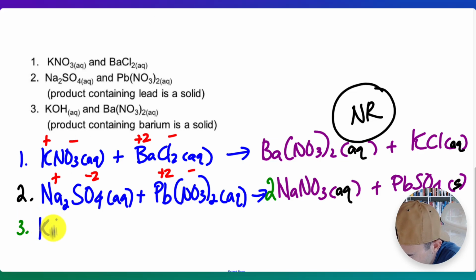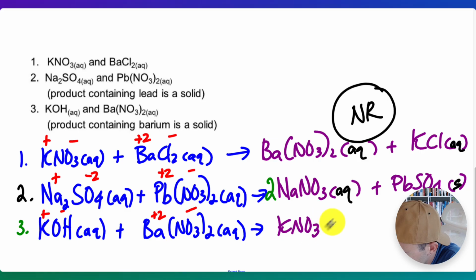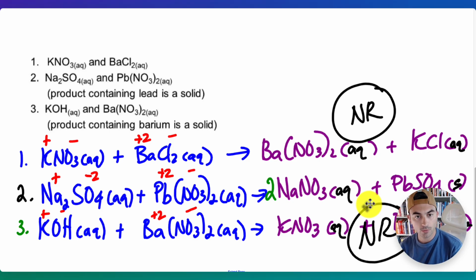And then in our last example, we have potassium hydroxide and barium nitrate. Our charges, +1 -1, +2 -1. We're going to get potassium nitrate and barium hydroxide. And both of these are aqueous. So again, another example where no reaction occurs. No need to balance the chemical equation.